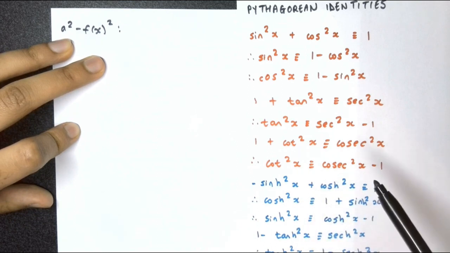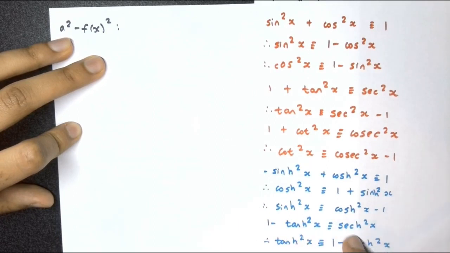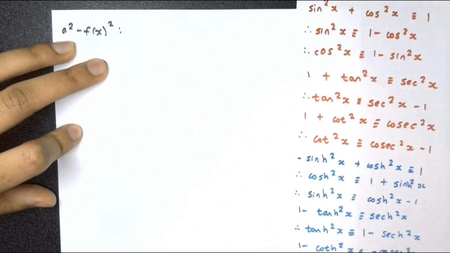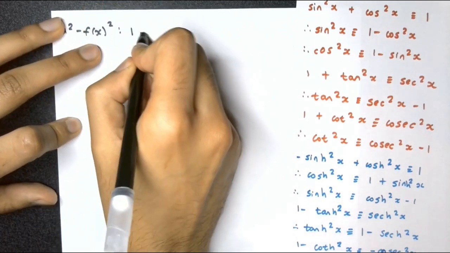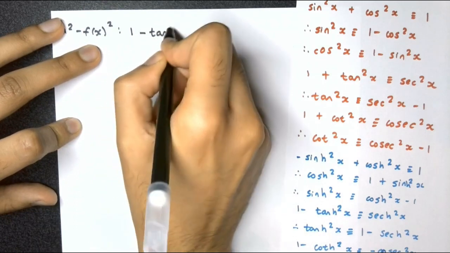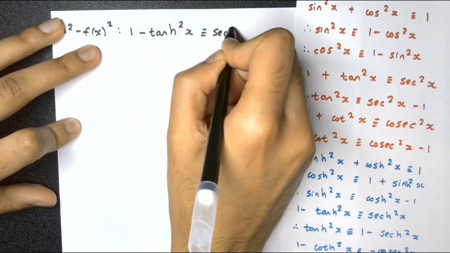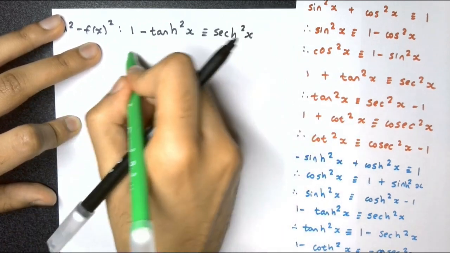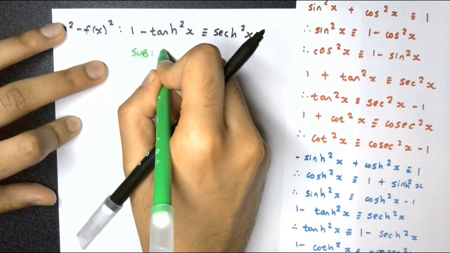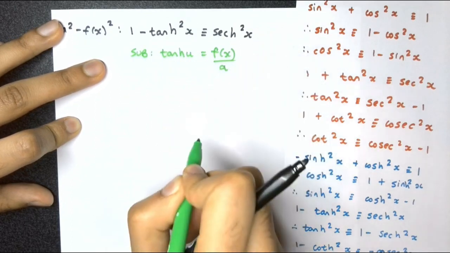hopefully you can see we've got this result over here, 1 minus hyperbolic tan squared equals hyperbolic sec squared. And that's the only one which matches up with what we have over here. So we'll be using the identity 1 minus hyperbolic tan squared being equivalent to hyperbolic sec squared. So if we think about the substitution which we need to make, we've got hyperbolic tan of u equaling f of x over a.